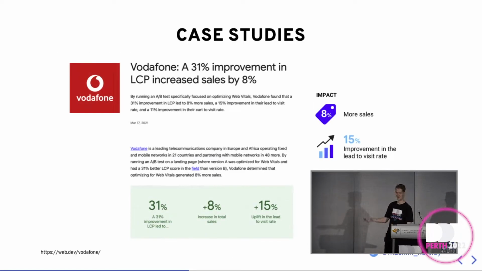And setting your focus on stuff like this is really good. We have case studies that actually prove that there is commercial benefit to doing this. Vodafone's a really good example. Vodafone's huge, so 8% of sales is an astronomically high number, but they got 8% more sales when they increased their performance on largest contentful paint.